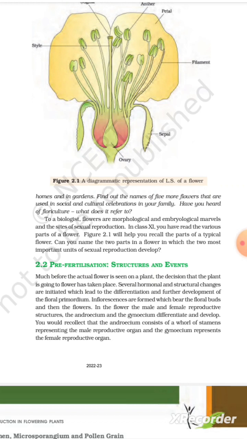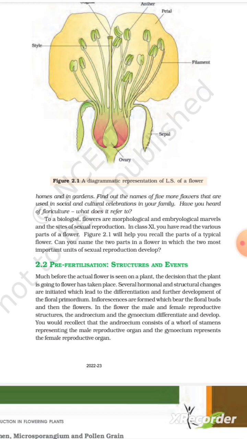To a biologist, flowers are morphological and embryological marvels and the sites of sexual reproduction. In class 11th, you have read the various parts of a flower. Figure 2.1 will help you recall the parts of a typical flower. Can you name the two parts in a flower in which the two most important units of sexual reproduction develop? Figure 2.1, a diagrammatic representation of LS of a flower.